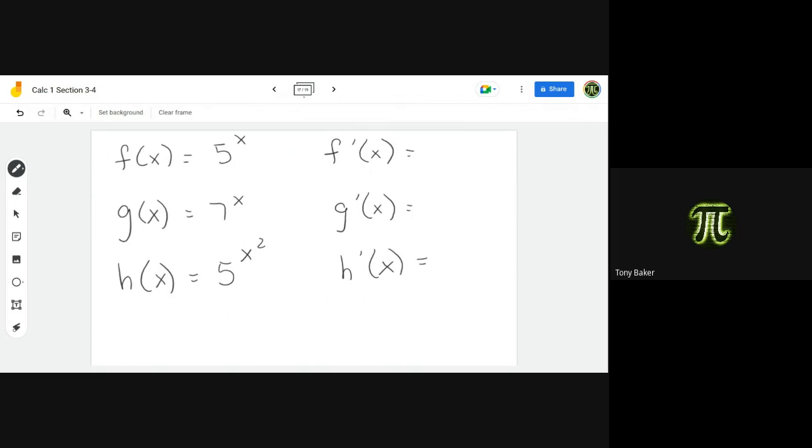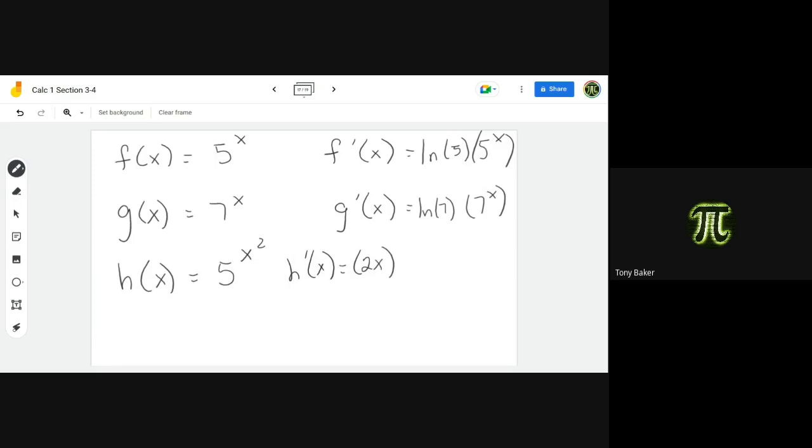All right, what's the derivative of 5 to the x? 5 to the x. Ln of 5 times 5 to the x. 7 to the x. Simple, right? What about the last one? Which is almost 2x.